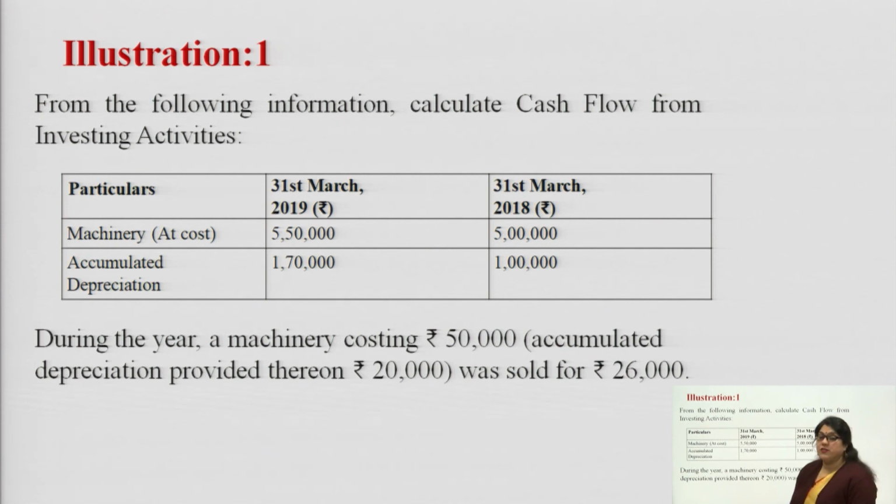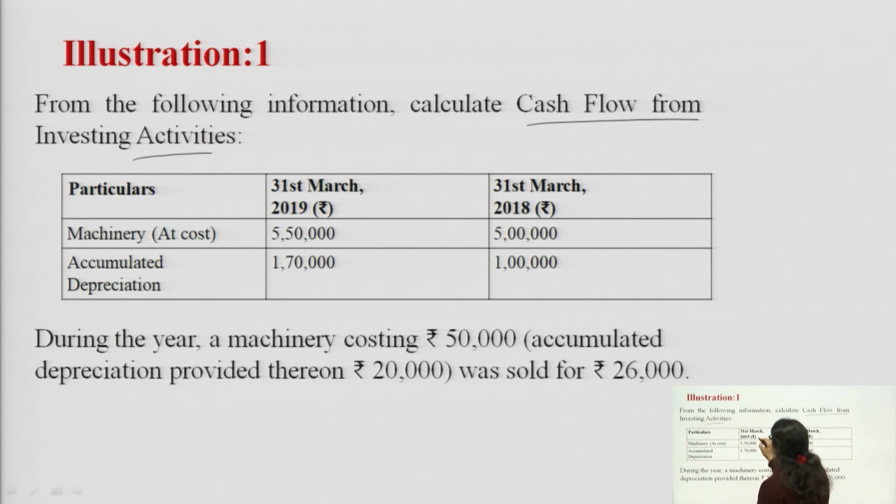Now, we will go for the illustration part, means some calculation. The question given here is: from the following information, calculate the cash flow from investing activity. One by one we will consider everything. This is the balance sheet, balances from 2019 and from 2018. Machinery at cost is rupees 5,50,000 and it was 5 lakh only. So, the difference is 50,000.